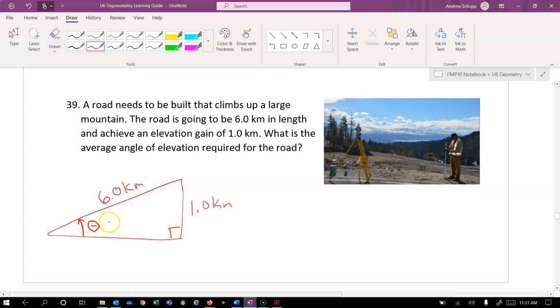So from theta, I'll label my triangle. I know that this is the hypotenuse no matter where theta is. But from theta, straight across is the opposite side. And the one down below is the adjacent. We don't need the adjacent in this question, and we don't know it. So we're looking for a trig function that relates opposite and hypotenuse.